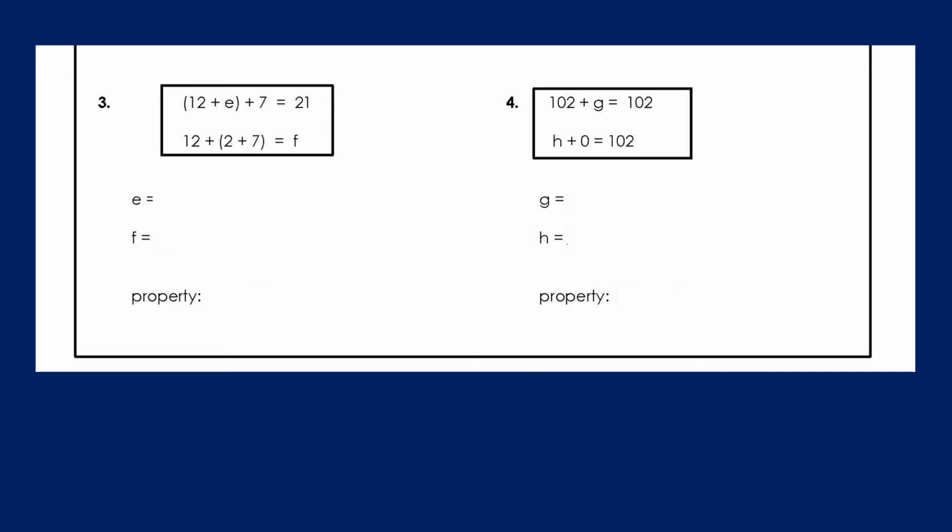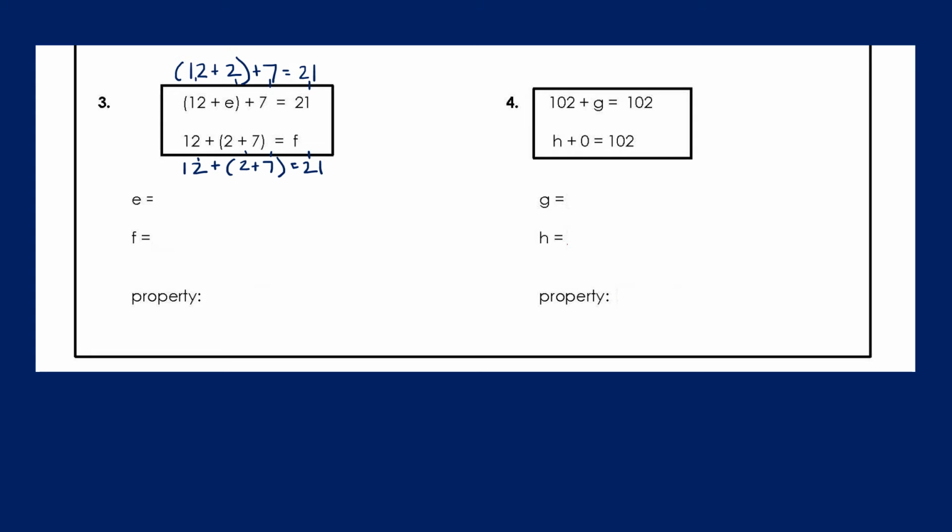All right, question number 3. Here we have 12 plus E plus 7 equals 21. Now, we are supposed to do what's in parentheses first, but if you do a little bit of mental math here, with 21 take away 7 and 12, you'll see that it's 12 plus 2 plus 7 equals 21. And down here you have 12 plus parentheses 2 plus 7 equals 21. So we have 12 and 12, 2 and 2, 7, 7, 21, 21.